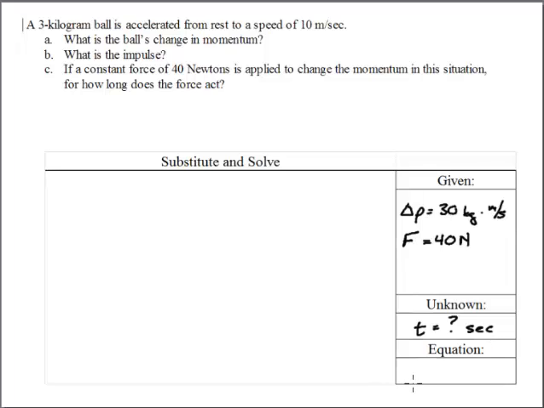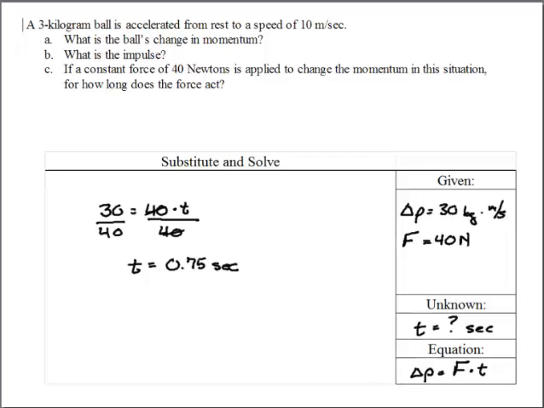And so I'm going to choose the change in momentum equals force times time. Now if I replace numbers for letters, change in momentum equals 30, force equals 40, times time. To get t all by itself on the right hand side, I'll divide by 40 on both sides. This cancels. This leaves me with t equals 0.75, and apply the units, seconds. That is the correct answer for C.